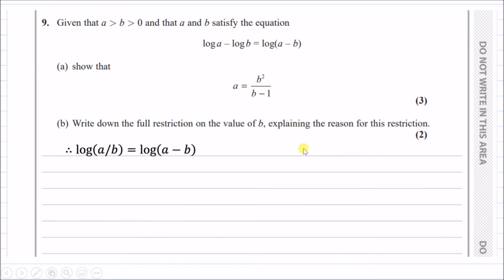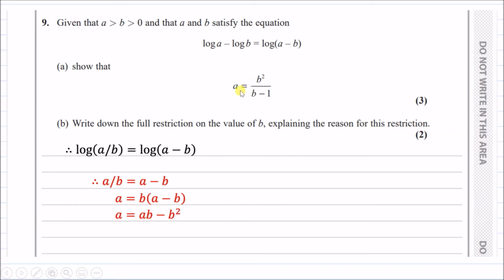Now, a unique feature of this is that you're trying to get rid of the logs, right? If you've got two equivalent expressions, so this is saying the log of that must equal the log of this, this is implicitly telling you that the insides equal each other. So a over b equals a minus b. Now the rest is simple. To solve this, let's clear the fraction, yeah? Let's times b across. If you do that, you get this. Expand the bracket, you get ab minus b squared.